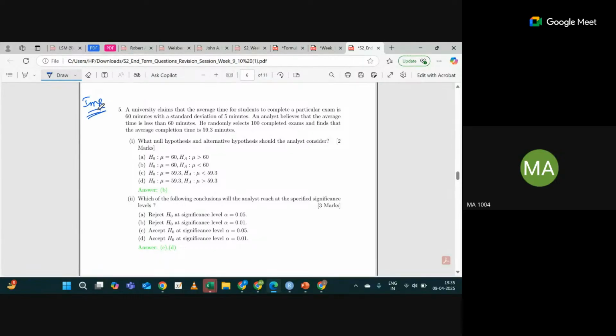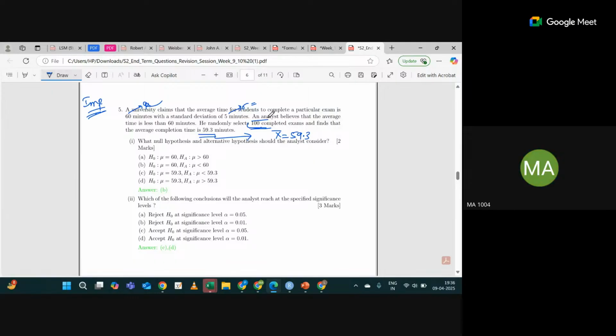So tell me, do not just see option B and tell me the correct answer. The situation is, a university claims that the average time for students to complete a particular exam is 60 minutes with a standard deviation of 5 minutes. Here this is sigma, and this is mu, so you have to use the Z test. An analyst believes that the average time is less than 60 minutes. He randomly selects 100 completed exams and finds that the average completion time is 59.3. So what is this 59.3? This is X bar.